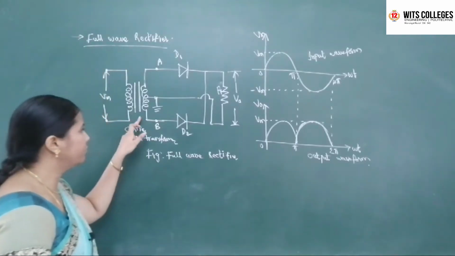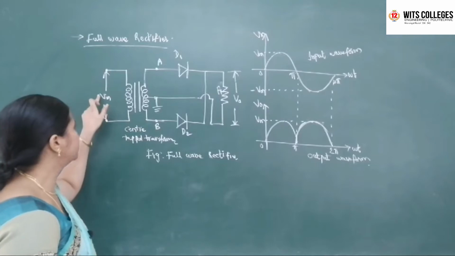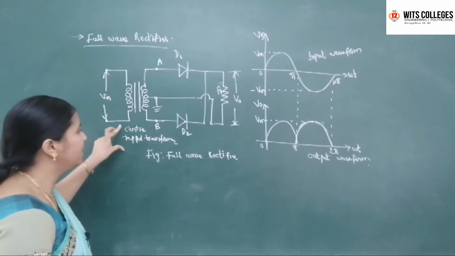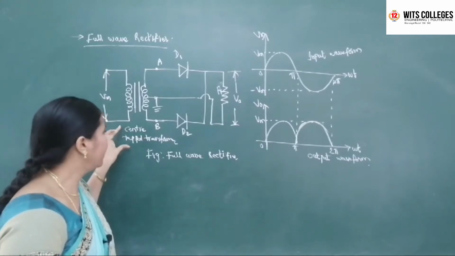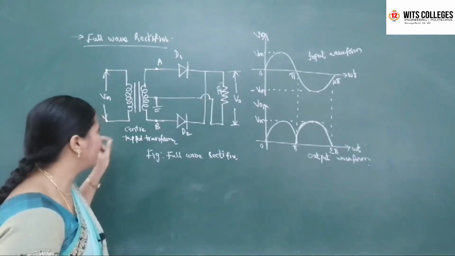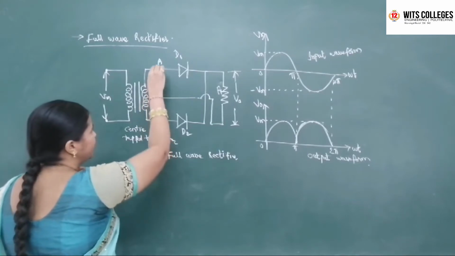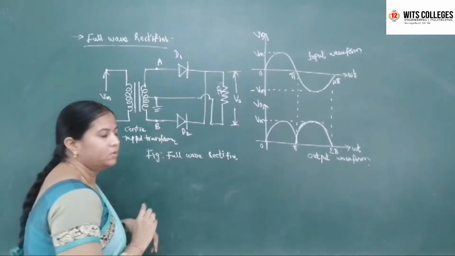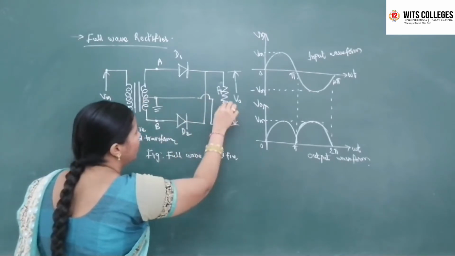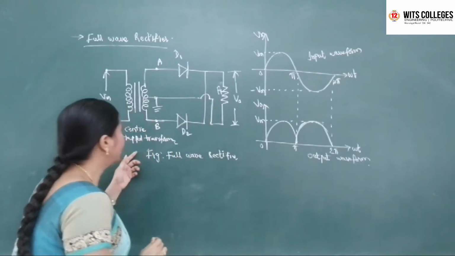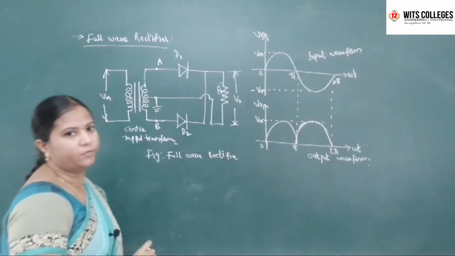This is the circuit of the full wave rectifier. This is the input voltage we are giving at the center tap transformer. Here we are using a center tapping transformer. Why do we name it center tapping? The center terminal of the secondary of the transformer is connected to the load resistor. That's why we named it the center tapped full wave rectifier.